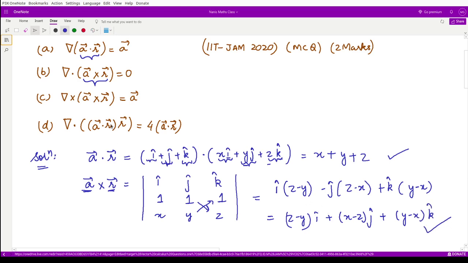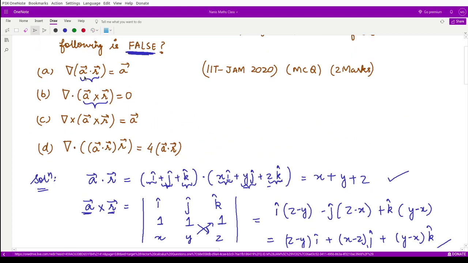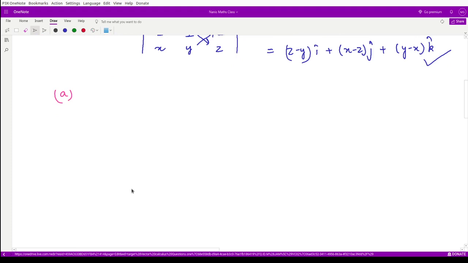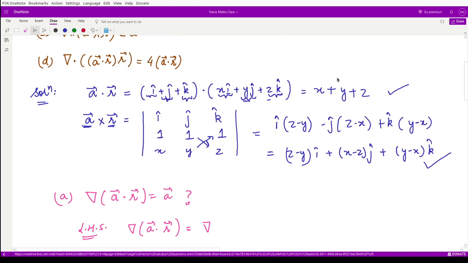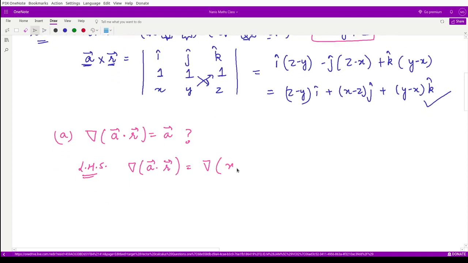Okay, so now let us see our options one by one. Let us take the first option first. It says del of a dot r is equal to a. So let's verify. We are to check whether del of a vector dot r vector is equal to a. Let's take the left hand side, del of a vector dot r vector. We have calculated a dot r to be x plus y plus z. So this is del of x plus y plus z.